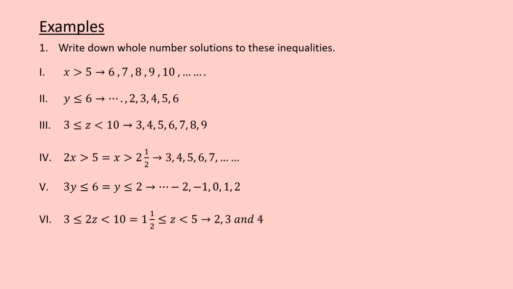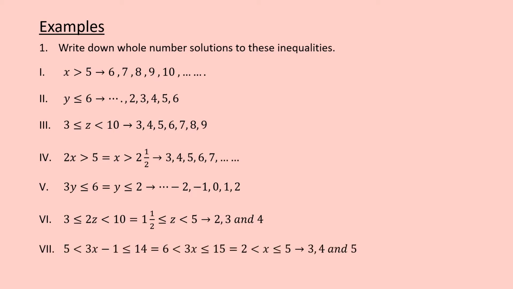Next one. Dividing through by 2, we obtain 1.5 is less than or equal to z, and z is less than 5. So the integer solutions are 2, 3, and 4.